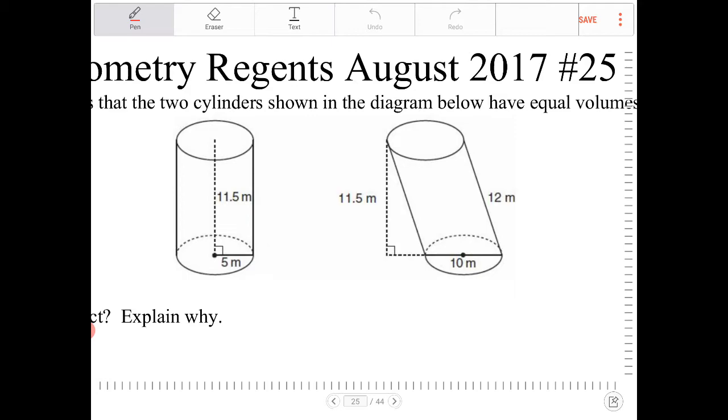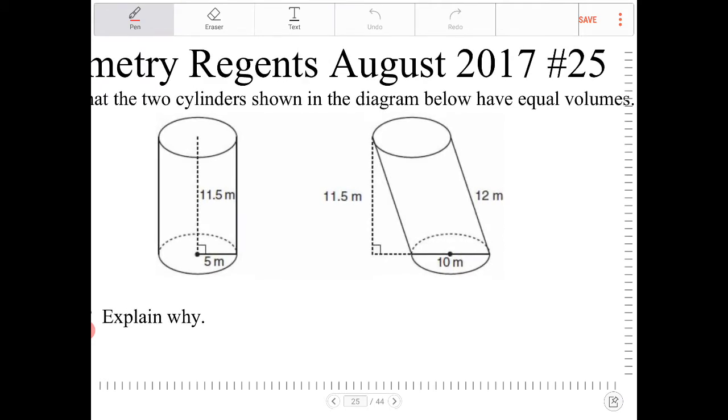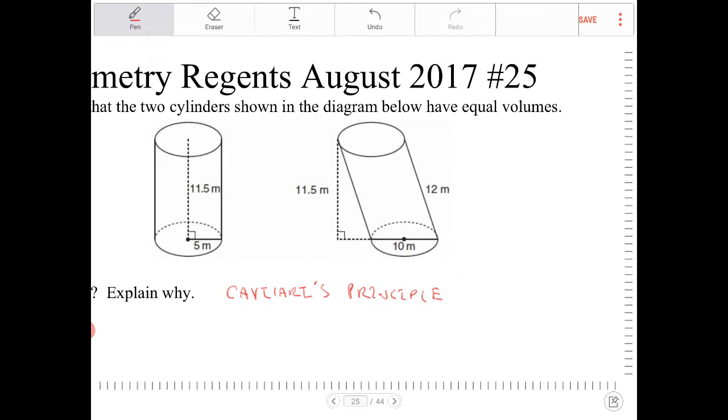Okay, so this question is really asking whether or not you are familiar with Cavalieri's principle. I hope I'm spelling his name correctly. Cavalieri's principle. And what that really says is if you have any shape, and it doesn't matter whether it's a cylinder or not, it could be a cone, it could be a pyramid, it could be anything.